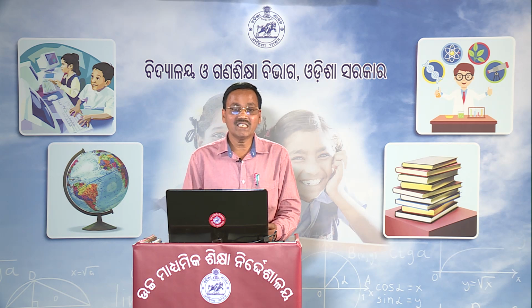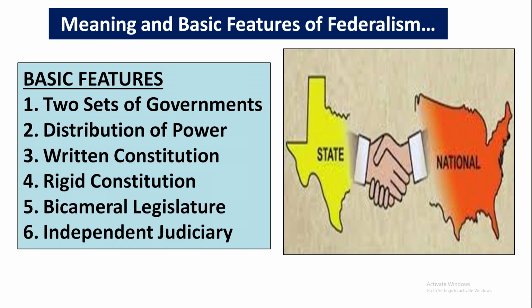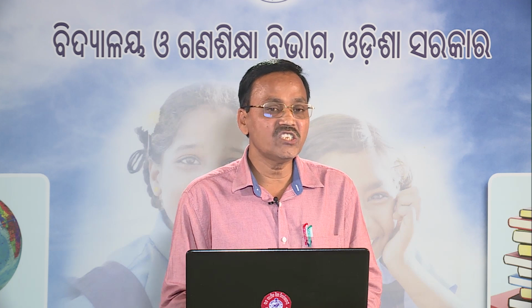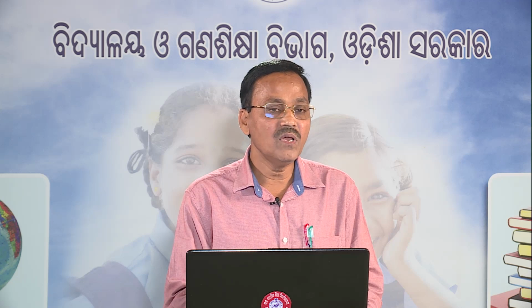So besides that, in a federal form of a government you can find a bicameral legislature. There must be a bicameral legislature. Bicameral means two. In the legislature there must be two houses. One house is representing the people and the other house is representing the states.